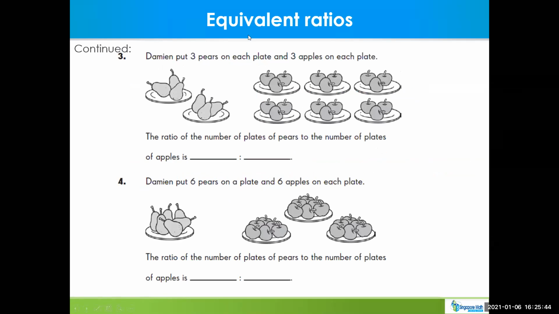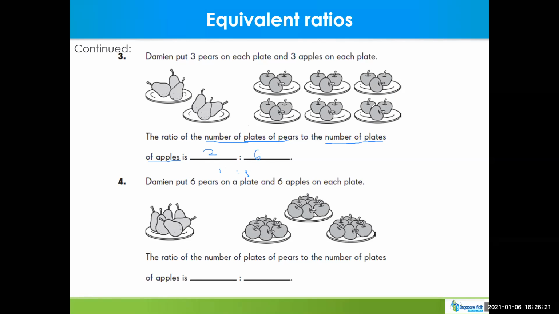Okay, Damien puts 3 pears on each plate and 3 apples on each plate. So the ratio of the number of plates of pears to the number of plates of apples. Okay, so Anne, what is the answer for this one? 1 to 3. 1 to 3? Yeah. Okay, because they are asking for the number of plates. Yeah, 2 to 6 is 1 to 3. Okay, good. So 2:6, and then you still get 1:3.